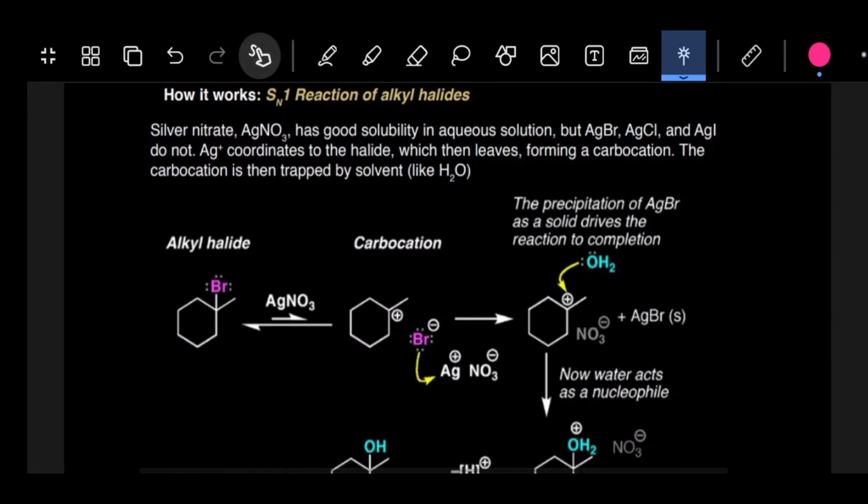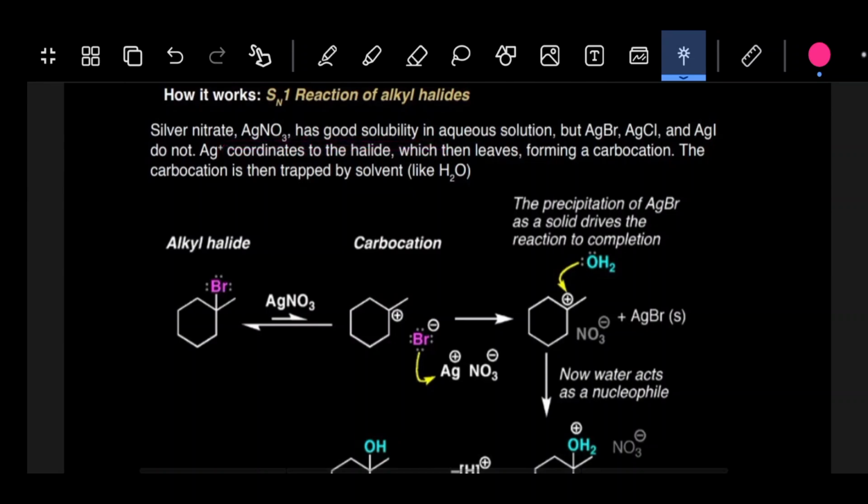It's an important reaction. Silver nitrate AgNO3 has good solubility in aqueous solution. This statement is very important. What does good solubility in aqueous solution basically mean? When a substance is well soluble in aqueous solution, it means that it can dissociate into ions. And we see that AgNO3 has good solubility in aqueous solution.